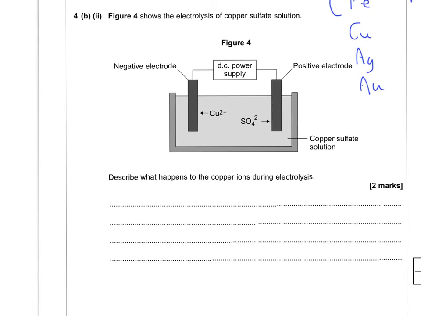And then we get electrolysis. Now this should be fairly straightforward because we've done C2, and the electrolysis in C1 is much, much easier. So it shows the electrolysis of copper sulfate solution. Got a negative electrode, and we've got a positive electrode. And this is the electrolyte, the copper sulfate solution. Describe what happens to the ions during electrolysis.